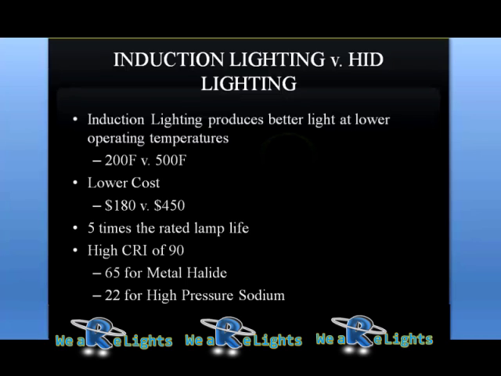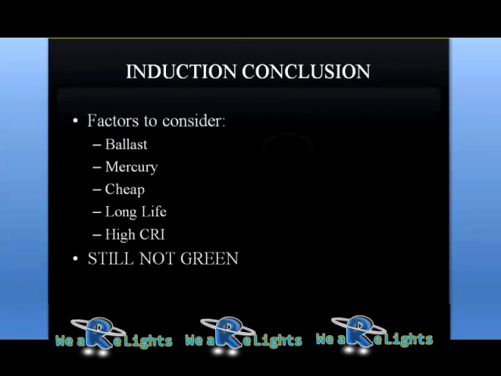Plus, induction lights have a very high CRI, which results in vibrant colors in every space in which the induction lights are installed. So let's summarize. Induction has extremely efficient ballasts that cut down energy use. Induction lighting contains no mercury or other toxins. Induction lights are cheap to purchase and maintain. They have a high CRI and a long life. All in all, not a bad choice.